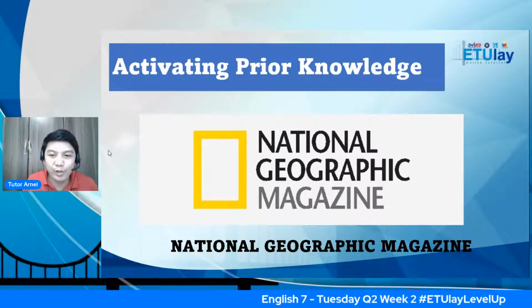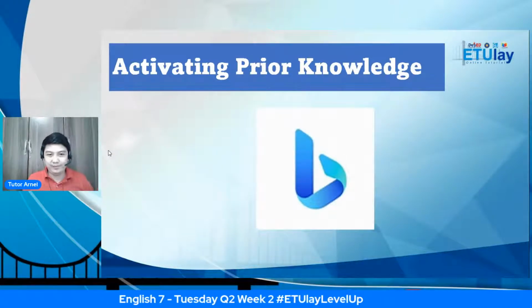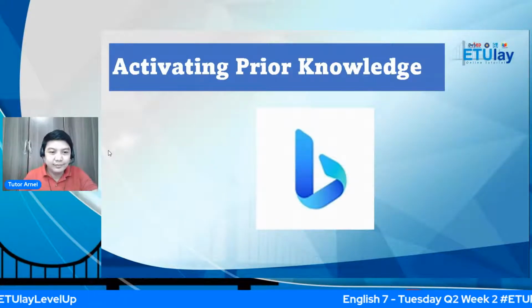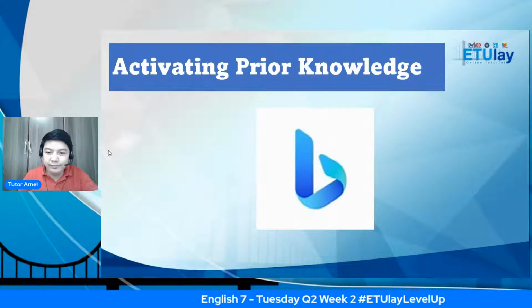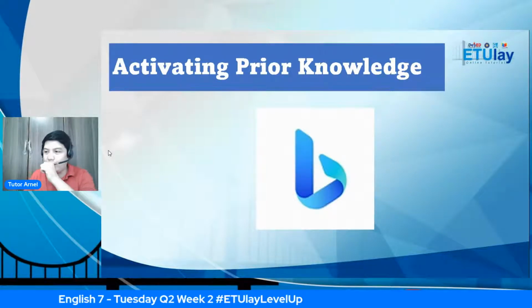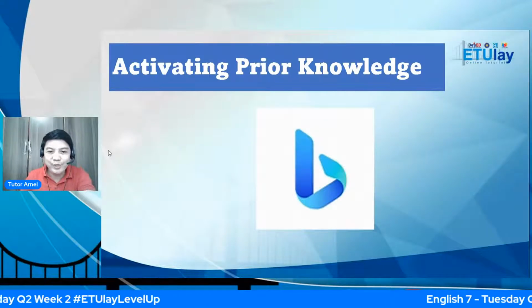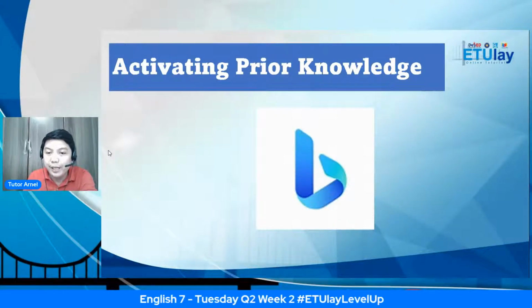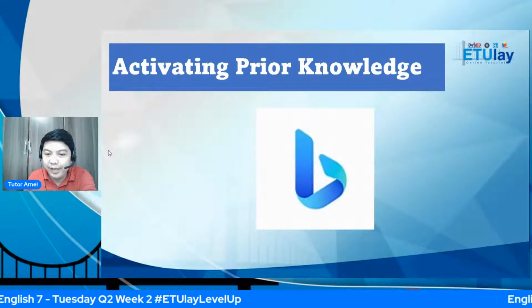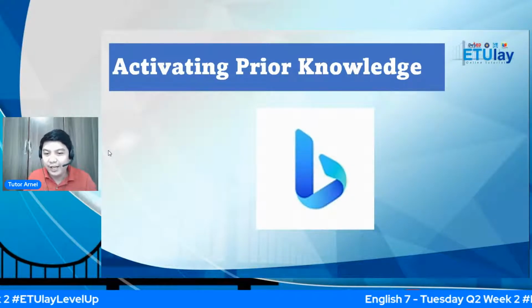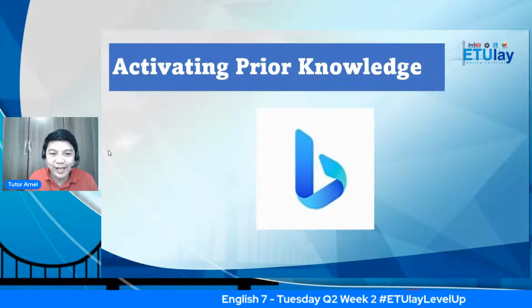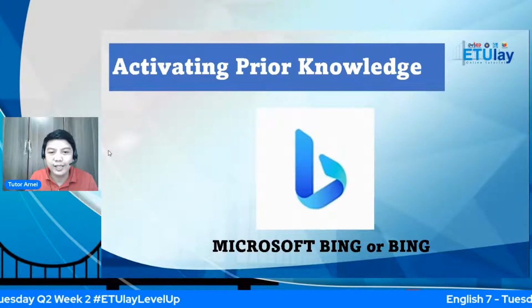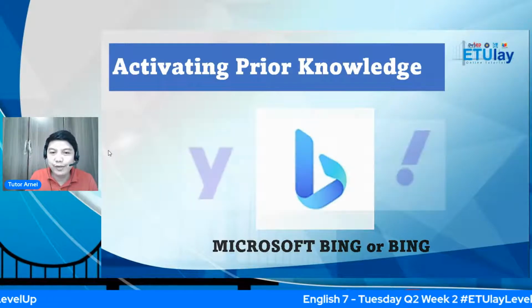Okay, let's have the fourth one. What do you think is this logo? Okay, so you are still typing in the answer for number three, National Geographic. Samantha Blasi typed in Bing. Arin Lorraine Hibe said Bing. Ari Crisolo said Bing. All right, Bing. Let's check if your answers are all correct. Okay, that's right. It's called Microsoft Bing or Bing. Good job, students.